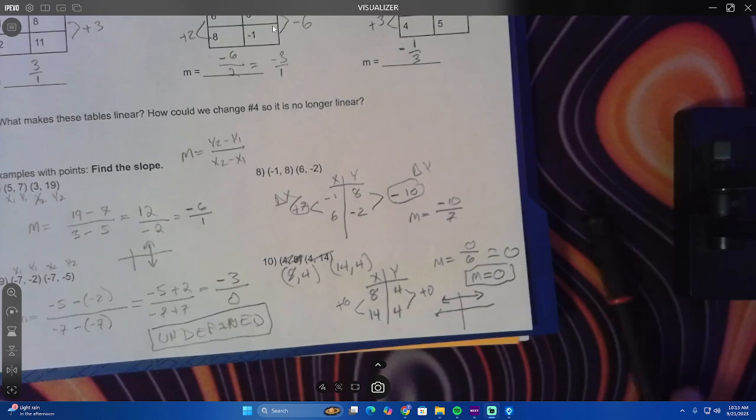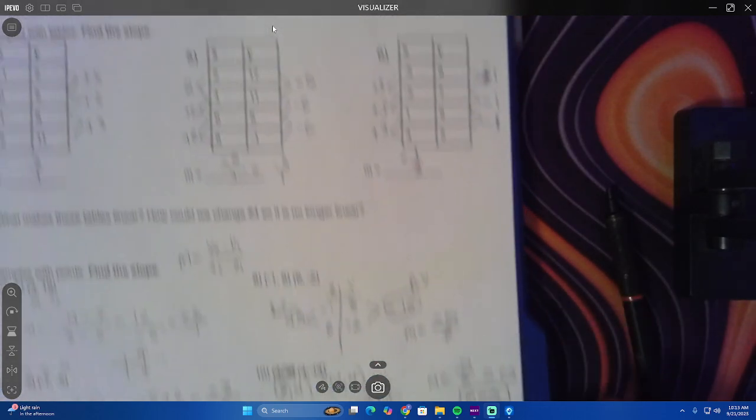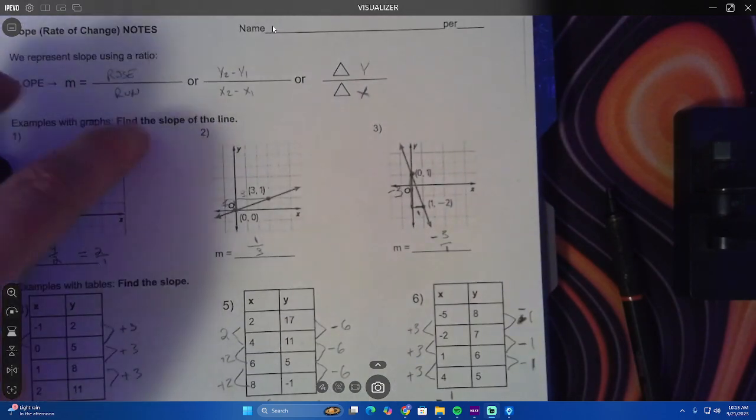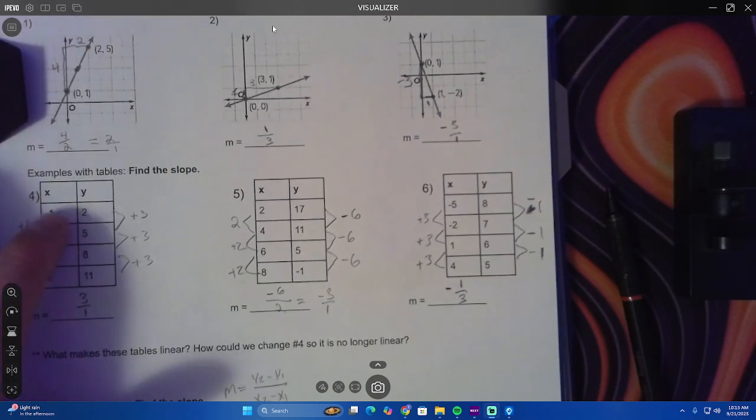Hopefully you enjoyed today's video and you understand how to find slope using either your rise or your run, or finding it from a value of tables.